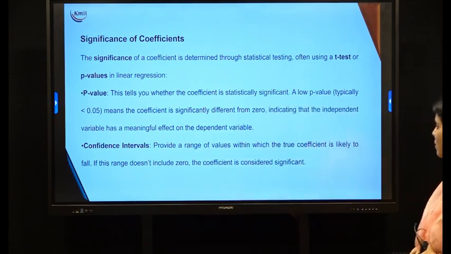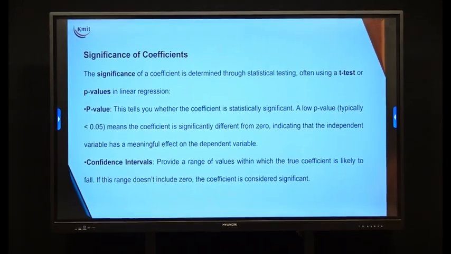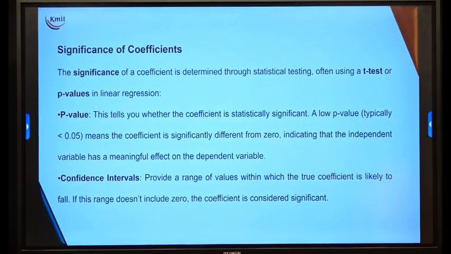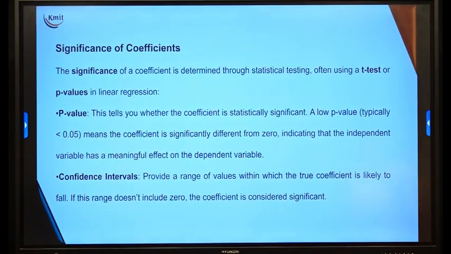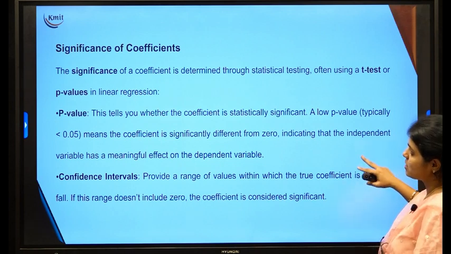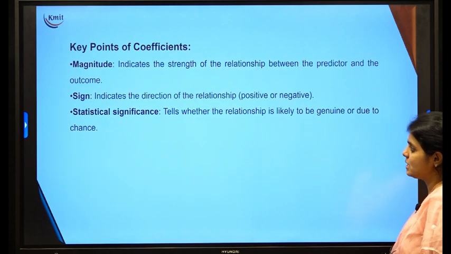Okay. Now when we talk about confidence intervals, they provide the range of values within which the true coefficient is likely to fall. If the range doesn't include 0, the coefficient is considered significant. So these two, p-value and confidence intervals, are the importance or significance of the coefficient.